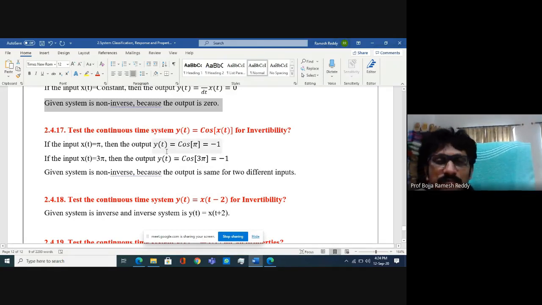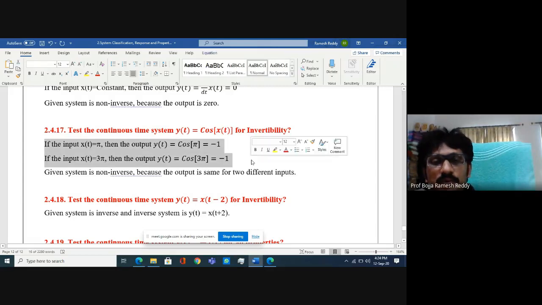But see the concept here again. If the input x of t is equal to pi, then the output y of t is equal to cos pi, which is equal to minus 1. Take another input. If the input x of t is equal to 3 pi, which is a different input, then the output y of t is equal to cos 3 pi, that is minus 1. Means for two different inputs, we got a common output. The output is common or constant for two different inputs.